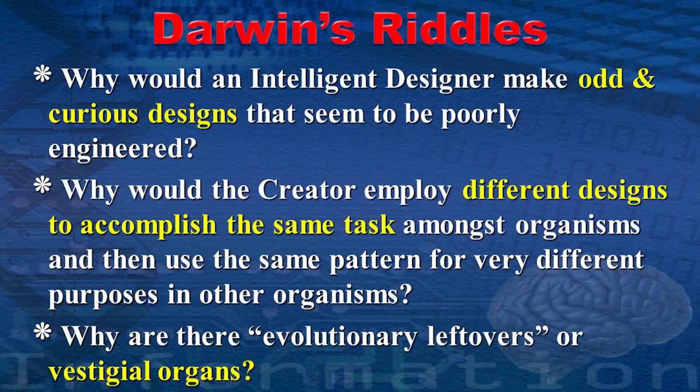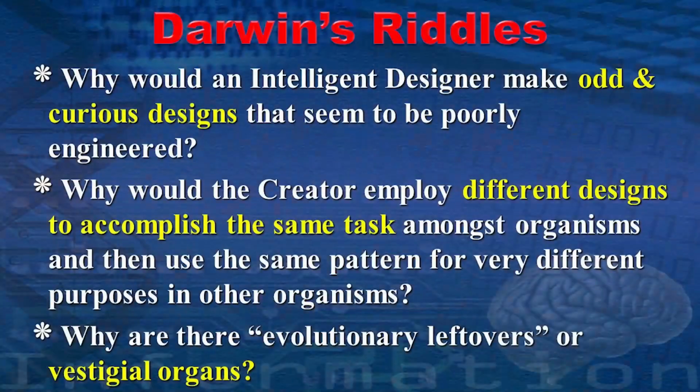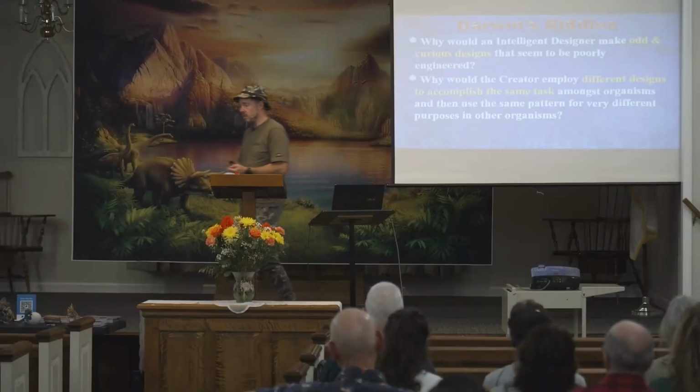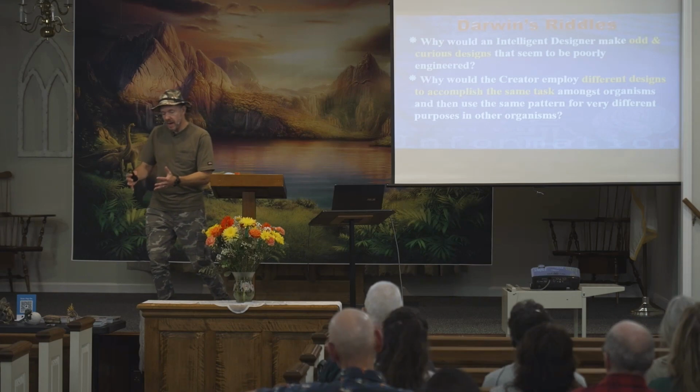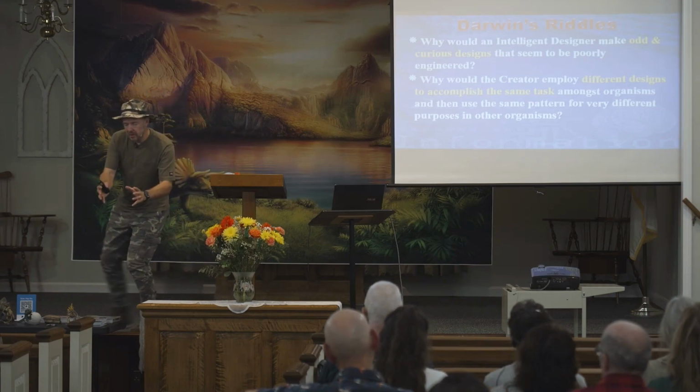And so Darwin says, why would an intelligent designer make odd and curious designs that seem to be poorly engineered? I mean, if you're a god, why don't you just make an elegant design, you know? And why would a creator employ different designs to accomplish the same task amongst organisms and then use the same pattern for very different purposes in other organisms? You know, it's like, well, if you figured out how to make a good thumb, for example, why don't you give a good thumb to humans and give a good thumb to the panda?